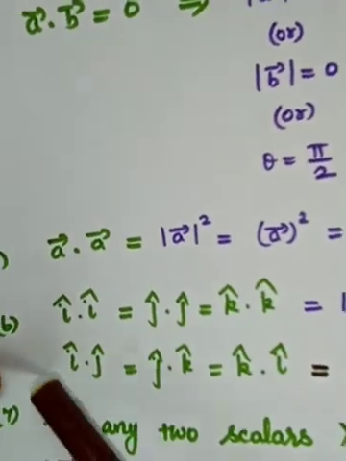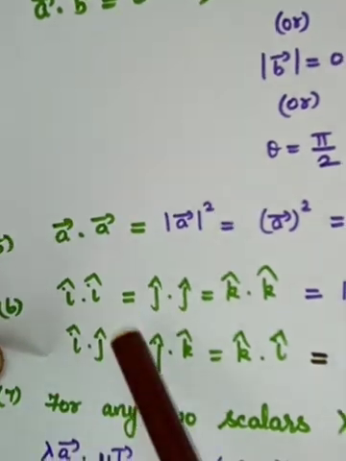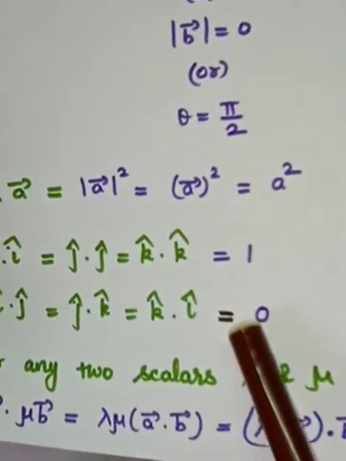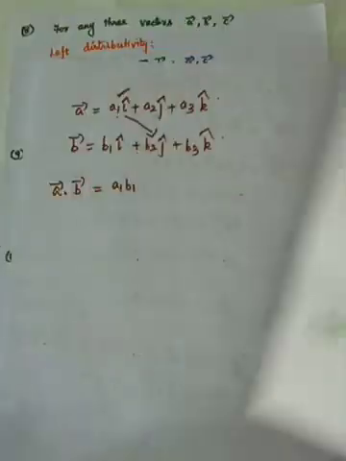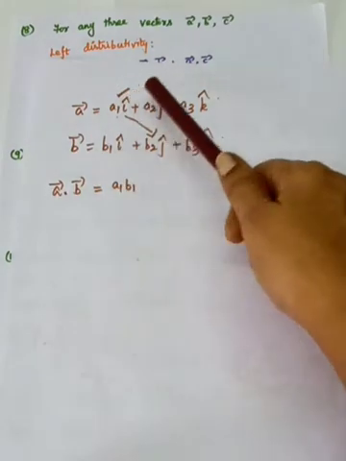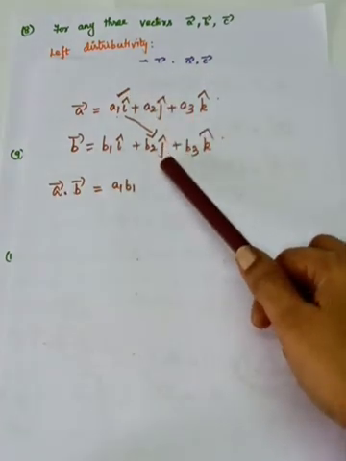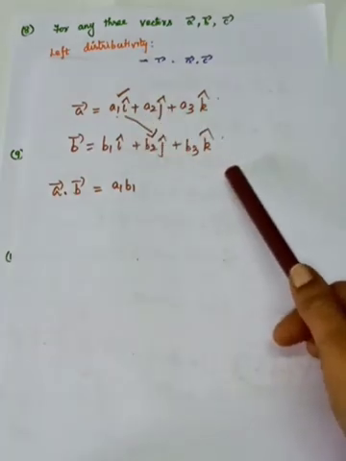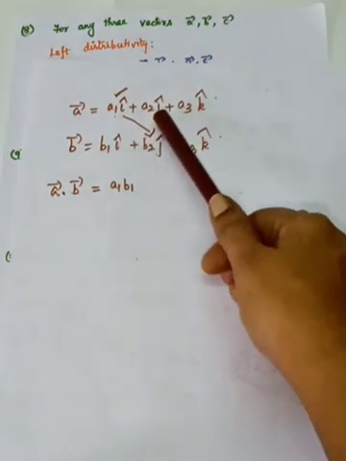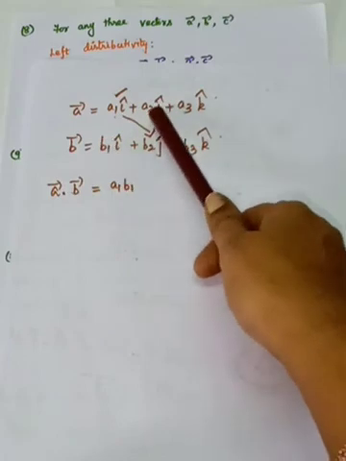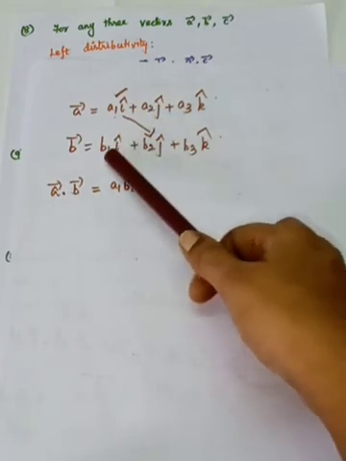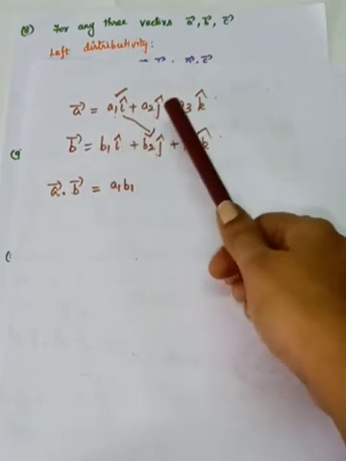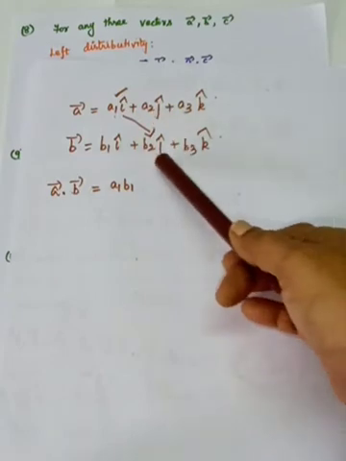So if you change the unit vectors, the scalar product is 0. So therefore I dot J is 0. In the same way, I dot K is also 0. So take this second component and multiply with this. Here J cap dot I cap is 0. You will have J cap dot J cap is 1.